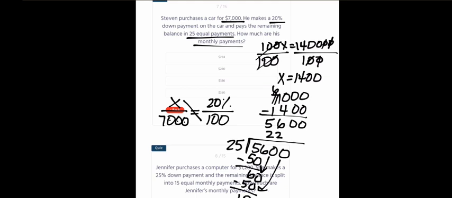10 is left over. We bring down a 0, and 25 goes into 100 4 times, because 25 times 4 is 100. Just think of quarters. That's it. We have no more zeros to bring down. My answer is $224 payments.